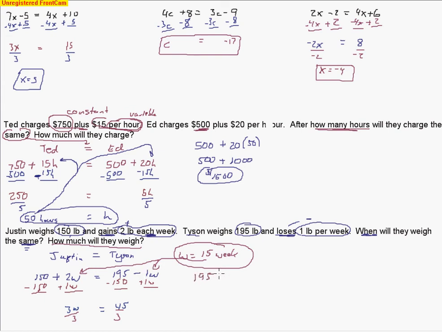I don't have to do any multiplying. It's just 195 minus 15. 15 times 1 just makes 15. Now I'm ready to subtract those two numbers, and that gives me 180 pounds. So after 15 weeks, that means they'll both weigh 180 pounds. So those are the types of problems you're going to see on tonight's homework.